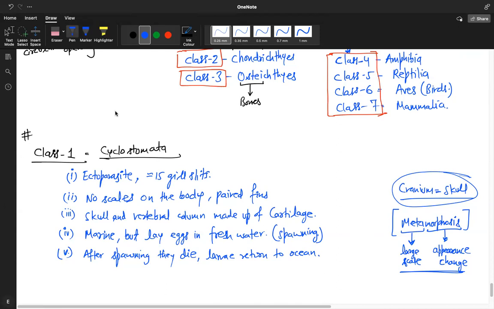Then we come to gnathostomes or gnathostomata. Agnatha is also called agnathostomes, so cyclostomata comes under that. Now in gnathostomes, the class which we are going to do first is chondrichthyes. I already told you they are cartilaginous fishes.